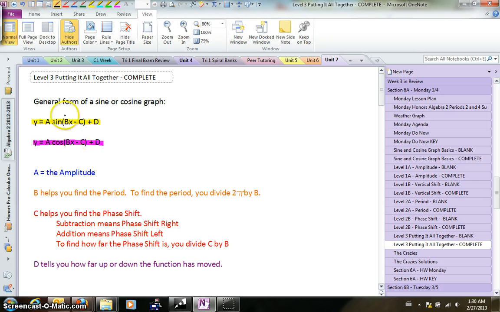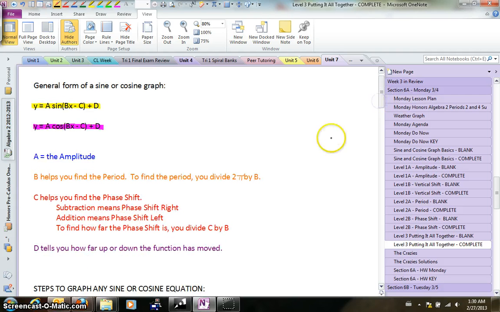Remember, B is whatever number is in front of x. It's the coefficient of x, and we use that. We divide 2 pi by b. That gives us the period of our function, and we use that to also divide all of our x's by that b as well, so that we know where each of our x coordinates went.